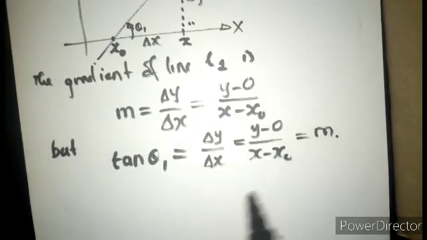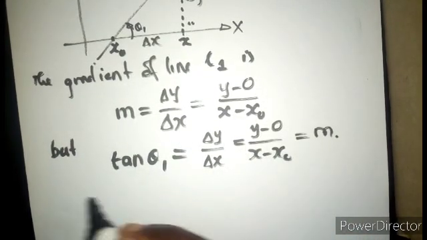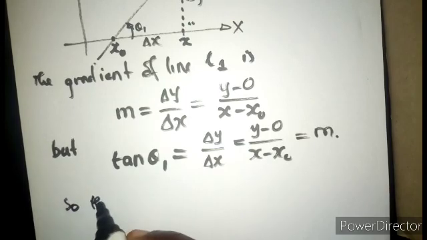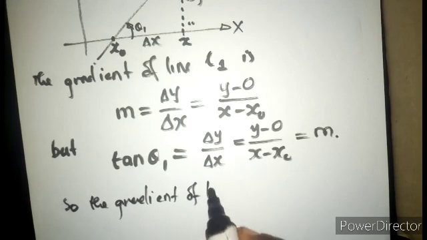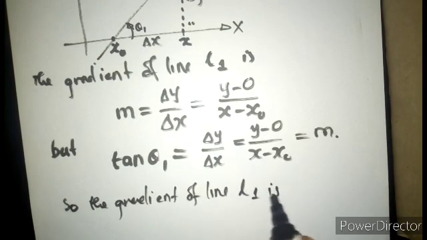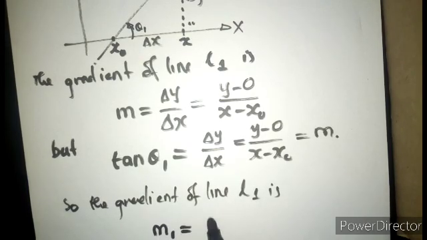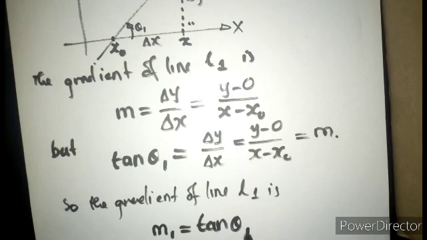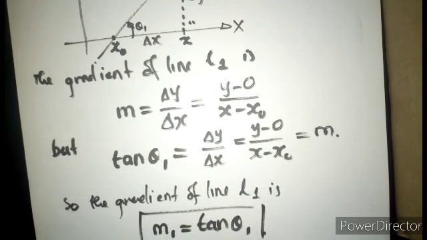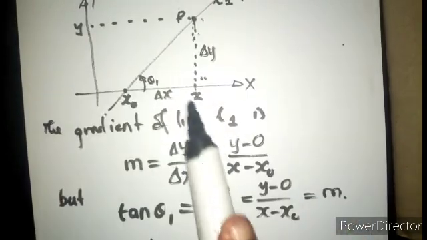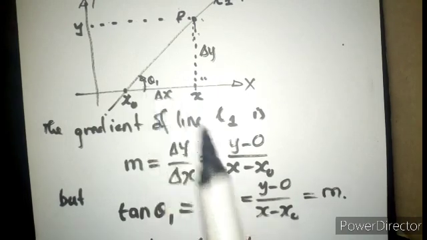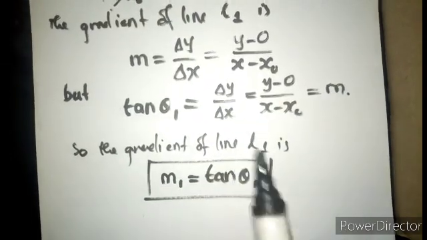So what am I heading to? My point is the gradient of the line L1 is what? It is m1, which is equal to what? Tan theta 1. That is a fact. The tangent of the angle the line makes with the x-axis is equivalent to the gradient of that line.